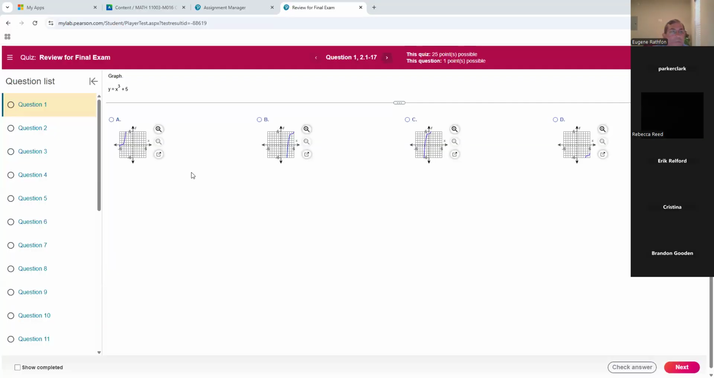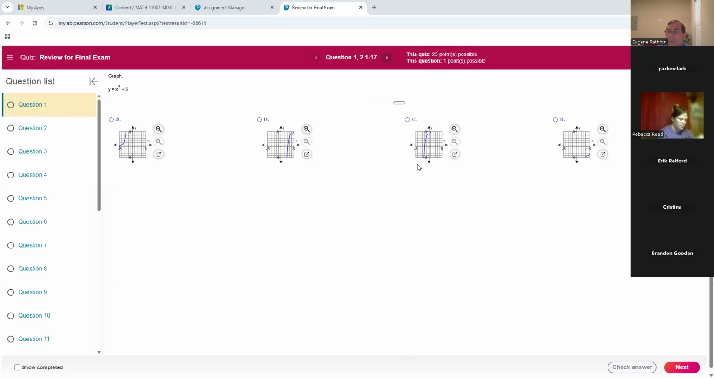All right, y'all. So number one wants us to graph y equals x cubed plus 5. So I'm just going to graph that on my calculator, then pick A, B, C, or D, okay? Let me write that problem down real quick. So it was x cubed plus 5. So I'm going to share my calculator now.